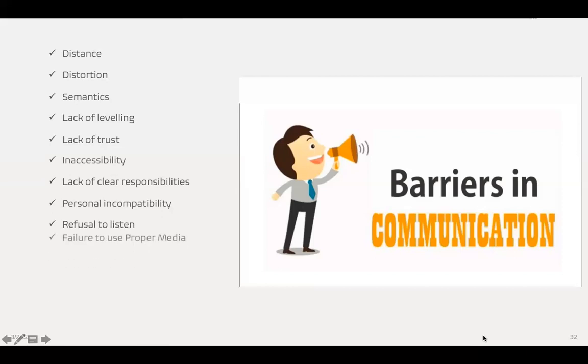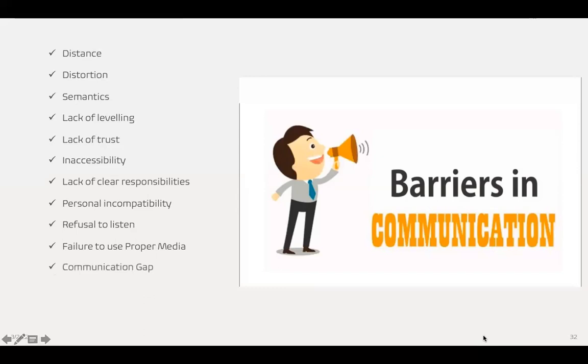Next, we have failure to use proper media. Several types of media are available in the organizational situation for communication purposes. The effectiveness of communication depends on how a supervisor chooses the proper media for his own situation. Some supervisors take great pride in sending written memos loaded with jargon to their subordinates who lack reading and comprehension levels.